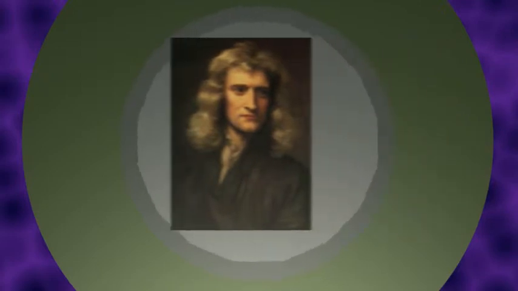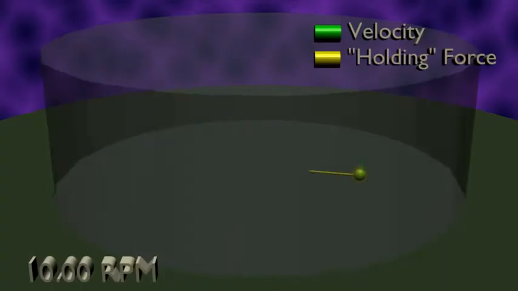Sir Isaac Newton taught us that an object in motion will stay in motion until acted upon by an outside force. So when we let the ball go, it will just travel in a straight line until it reaches the wall, as shown here.